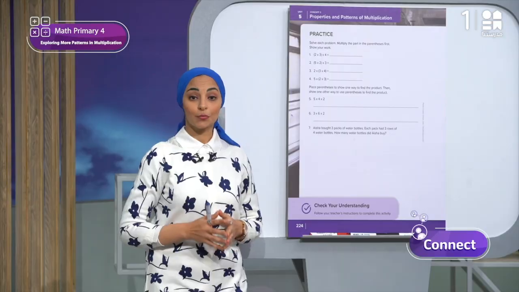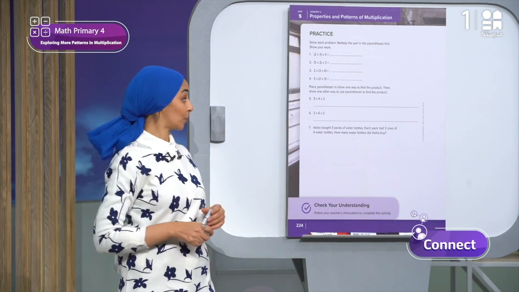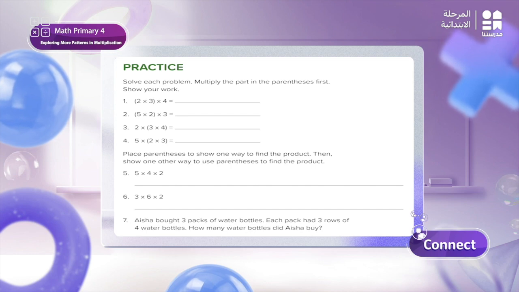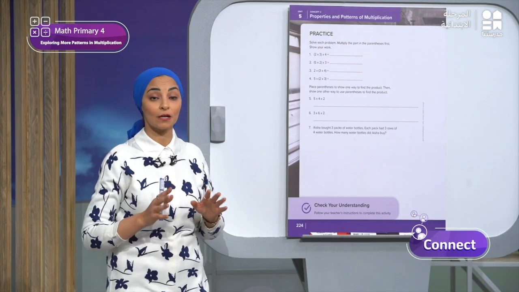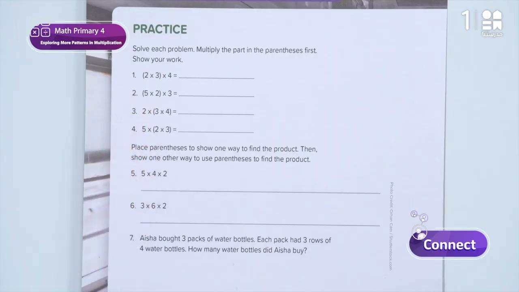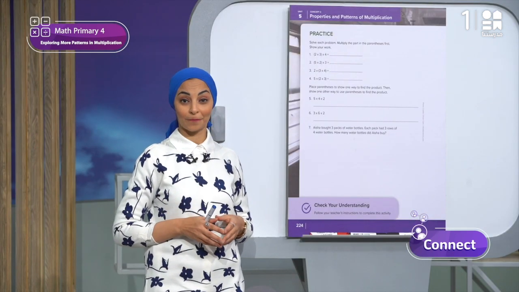Now in the practice part, as you can see here, I have 7 problems. Look, here are 7 problems. The first 4 problems are ready to be solved, as the numbers are already multiplied and the brackets are placed around them. As we can see, he already put the brackets between the numbers. So I will leave you to solve them on your own.